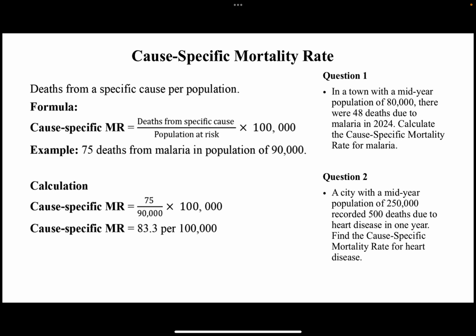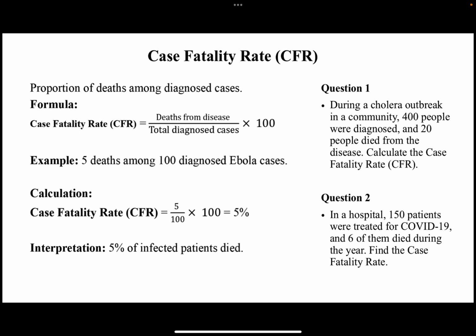Now, the difference between cause-specific mortality and crude mortality is that cause-specific only uses the deaths occurring as a result of a specific cause or disease as the numerator. But both use the population at risk as the denominator. Is that okay? Great. That's the cause-specific, or you can call it the case-specific mortality rate.